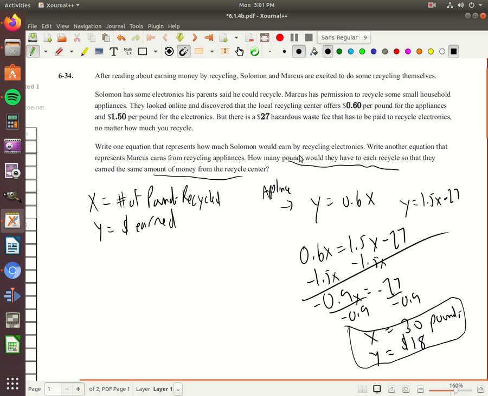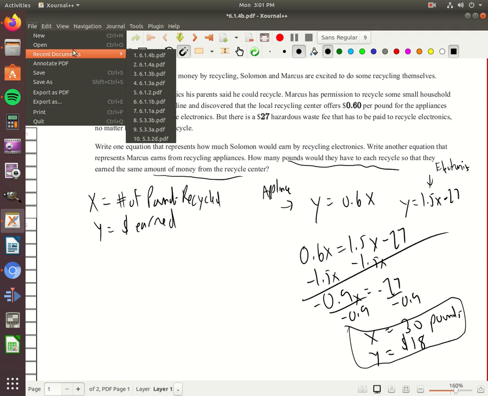It doesn't matter if they are appliances or if they're electronics. Either way, 30 pounds is $18. And again, I hope you see how important it was to read the question to figure out what it was asking to solve. Because if you went through and started solving this as electronics and appliances, I think you probably got in a lot of trouble on the equation. Probably, maybe not. All right, let's go ahead and keep going.